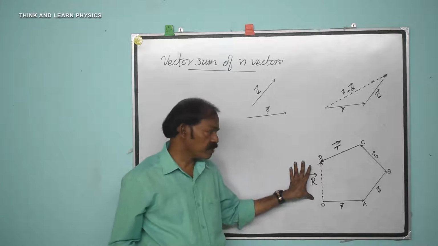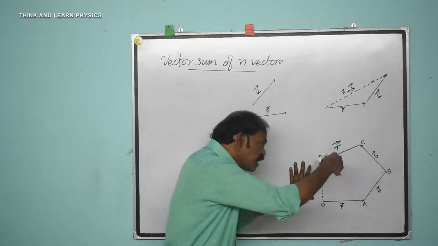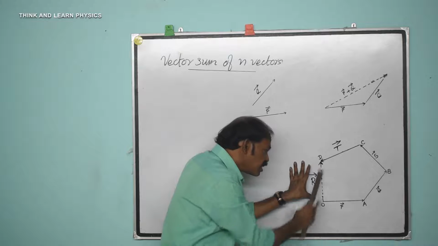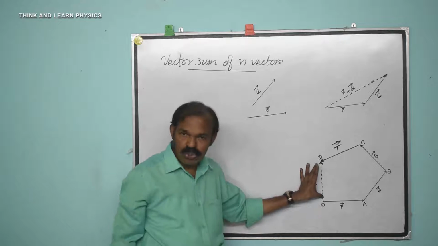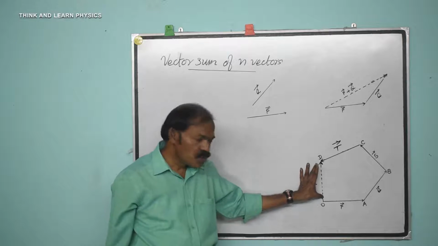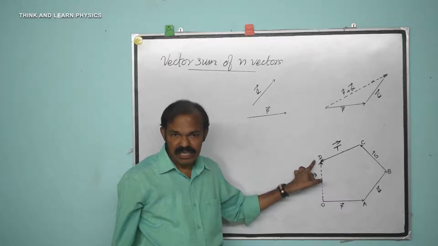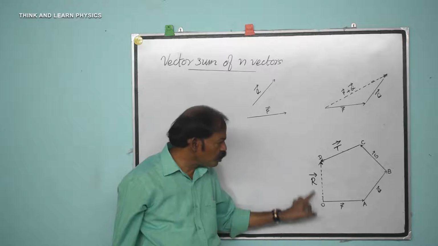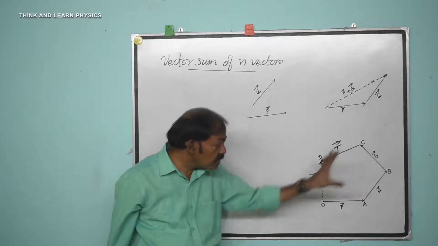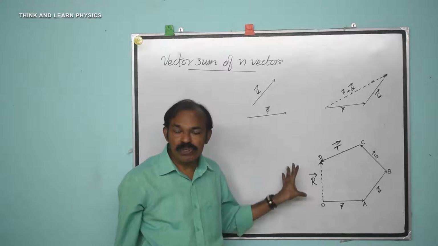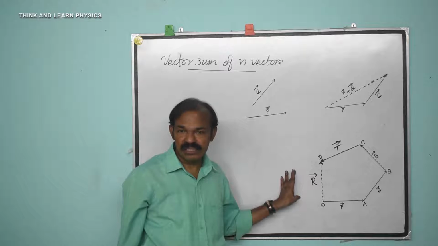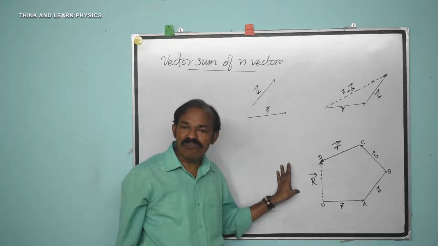Now, if these sides represent the given vectors, then the closing side of the polygon, that means OD, is taken in the reverse order. These vectors are in the anti-clockwise direction, while this vector is in the clockwise direction, the opposite direction. And so this side taken in the reverse order, that means having direction from O to D, represents the resultant R vector in magnitude and direction. This is known as the polygon law of vector addition.